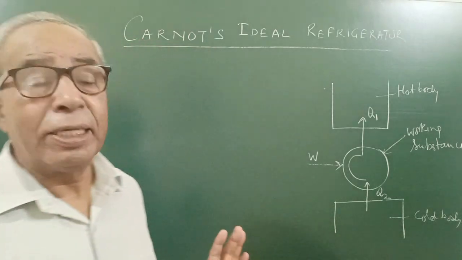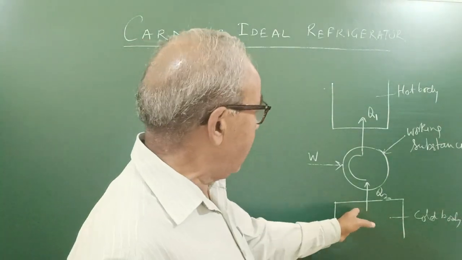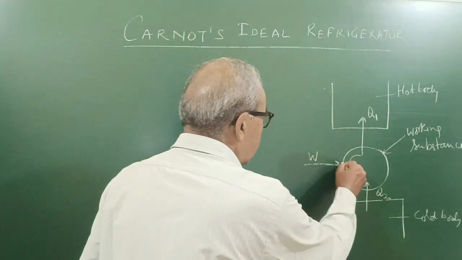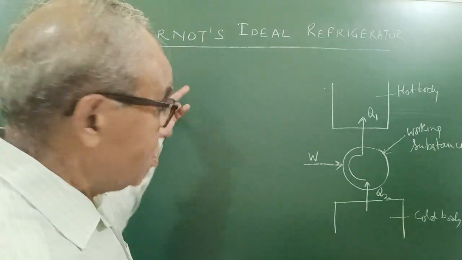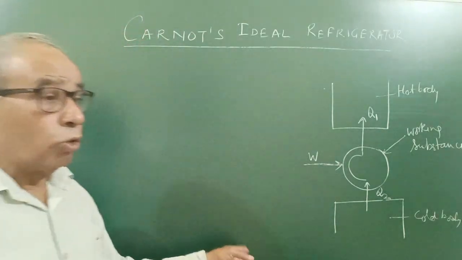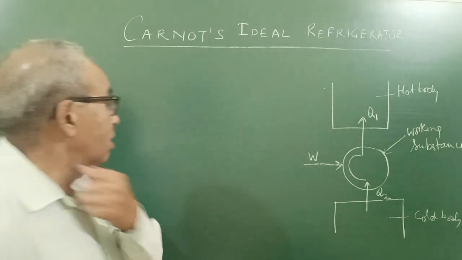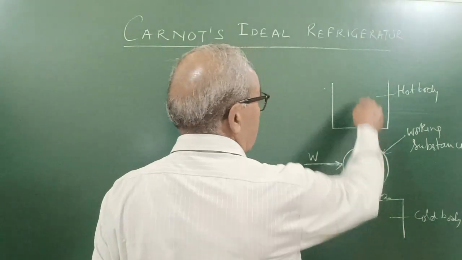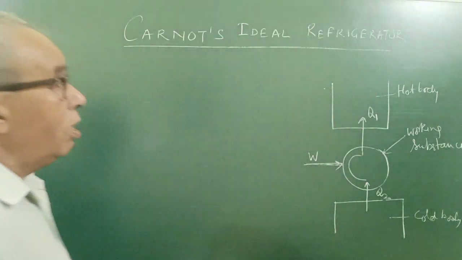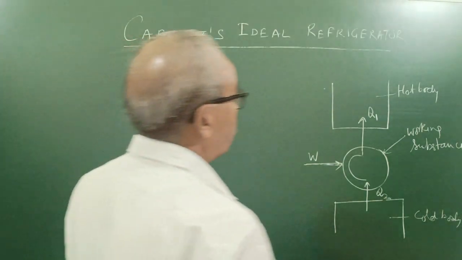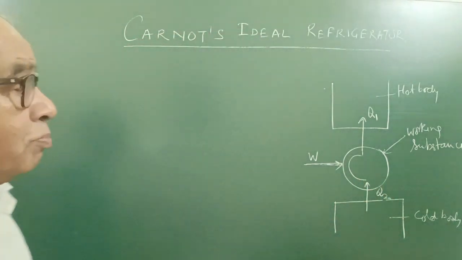The purpose of a refrigerator is to take heat from the cold body after doing some work on it. Who was doing work? The compressor and throttle valve are doing work. So after doing some work, a greater amount of heat is given to the hot body. This is the working of a refrigerator.